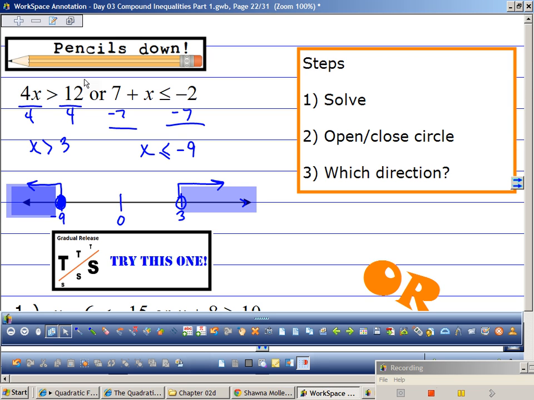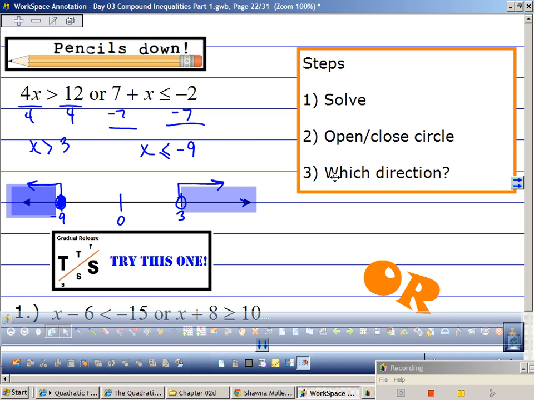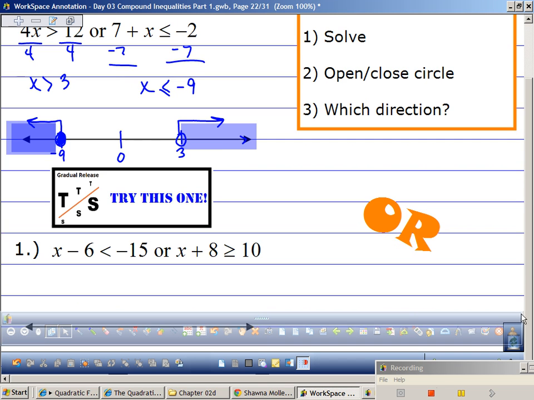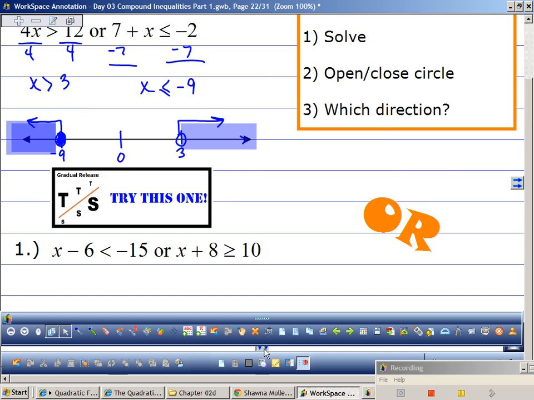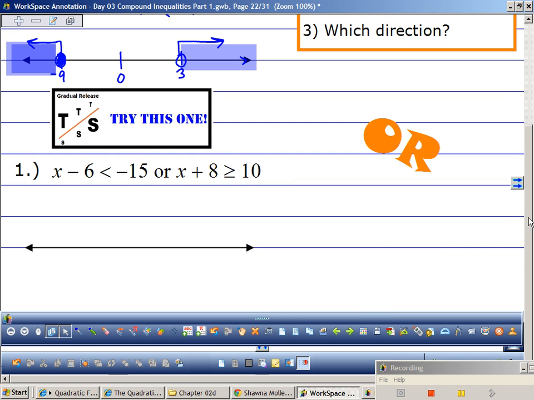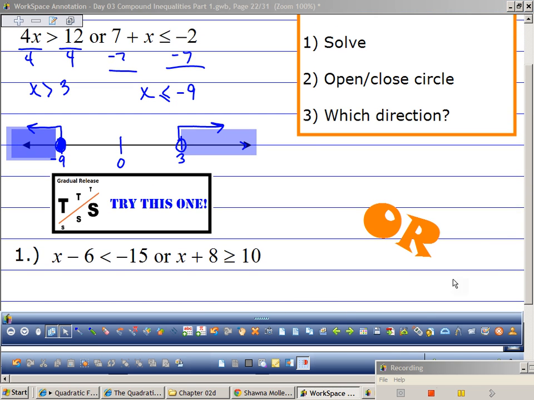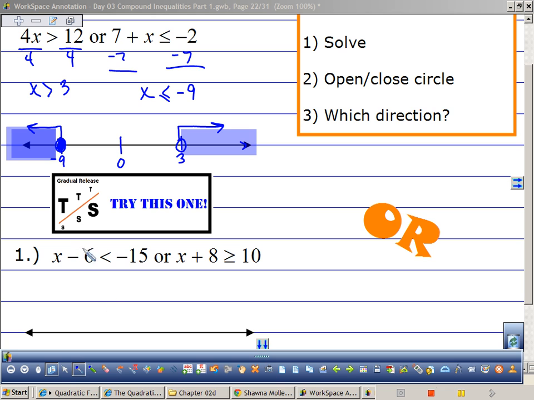So here's our steps. We would solve. Then we decide whether it's an open circle or closed circle. Then we decide which direction. You try this one. Let me give you this so you can see that. Okay, so let's finish this off together. Johnny, you're sitting there nice and quiet. How do you solve this one?